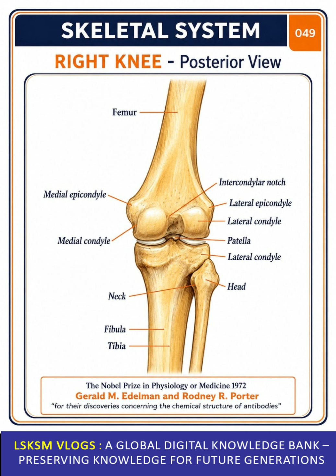Right knee, posterior view. The posterior view reveals important ligaments, blood vessels, and muscles behind the knee. These structures provide stability and movement.